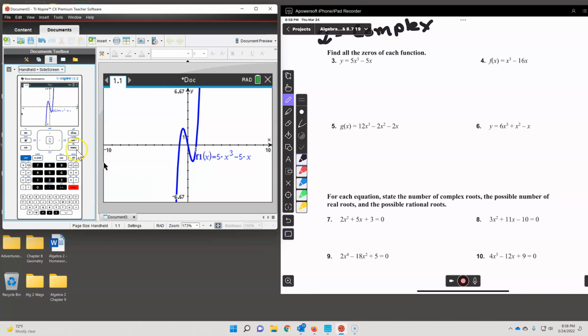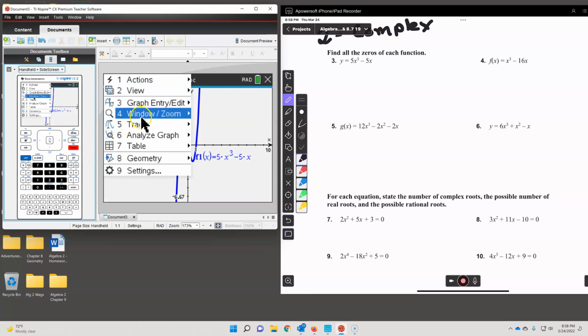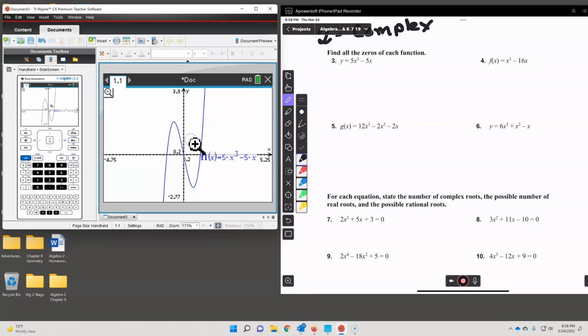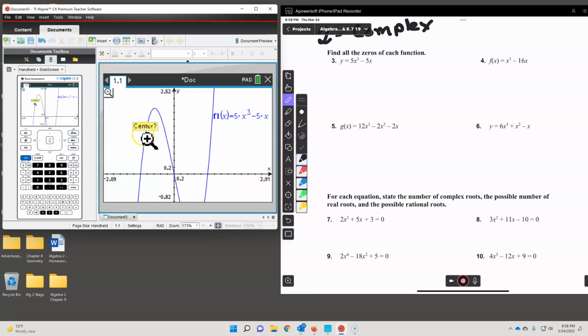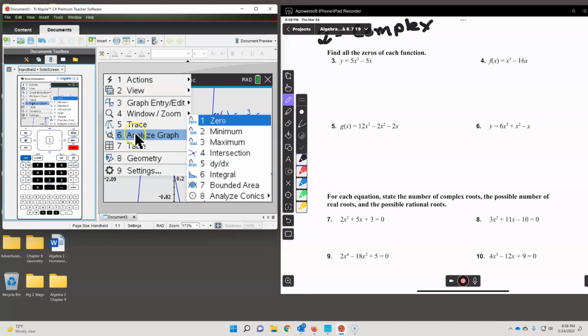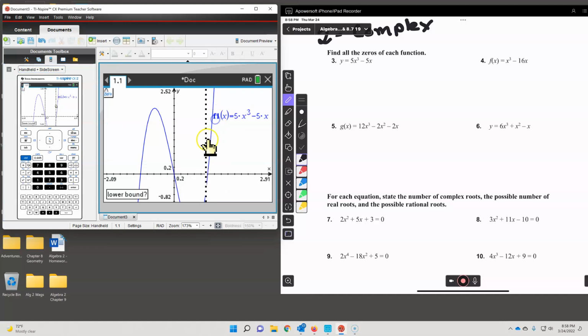I want you to go to Menu. Let's zoom in so we can see what's going on. Zoom in right here. Okay, so there's our graph. So we're going to go to menu, go to analyze, and then find the 0. So you're going to go to the left and then to the right. So one of the zeros is 1, 0.